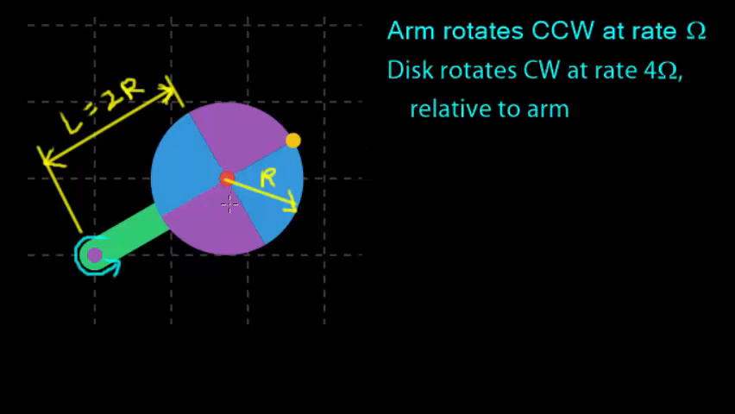And as we saw in the animation, the disk itself rotates the opposite direction, that is clockwise, at a rate 4 times omega relative to the arm. The way you think about this is there might be some motor embedded in the arm and in the disk, so it spins the disk relative to the arm at a rate 4 times omega, where omega is the original rotation rate of the arm.